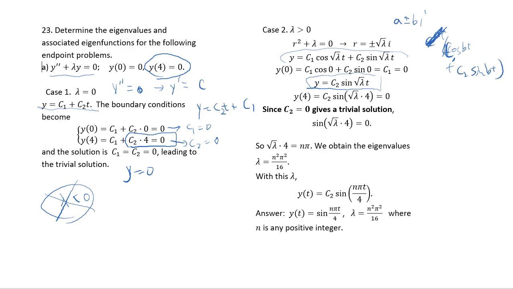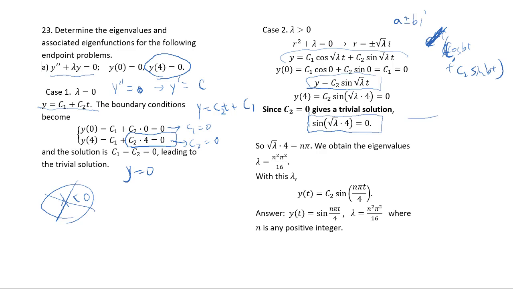Now you have two choices. When two things get multiplied to create 0, it's either that the first one is 0 or the second one is 0. But c2 equal to 0 is not an option for us, because if you have c2 as 0 and c1 as 0, then you end up with y equal to 0, which is a trivial solution. You don't like that, okay? So your only choice you end up with is this. See, if you're looking for a non-trivial solution, then you need the sine of square root lambda times 4 equal to 0.